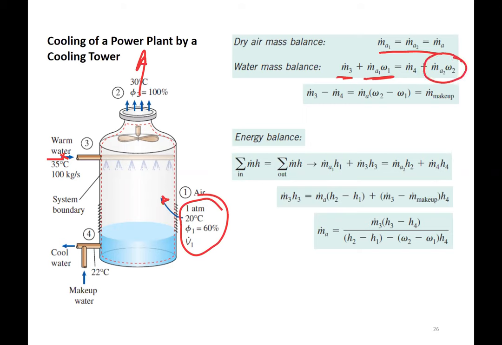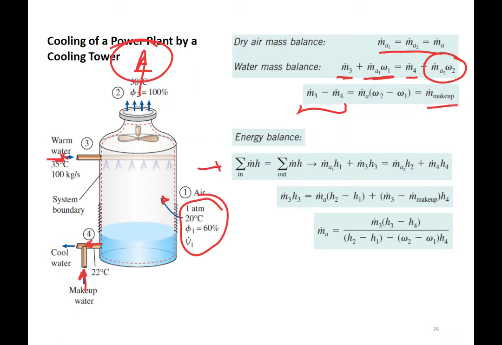We have some water vapor at two in that moist air, and then we have the mass rate at four leaving. If we rearrange this, we have three minus four, and that's the makeup water. Basically, how much is going to be lost here? How much do we need to re-add to the water stream that we lost due to evaporation is the makeup water.